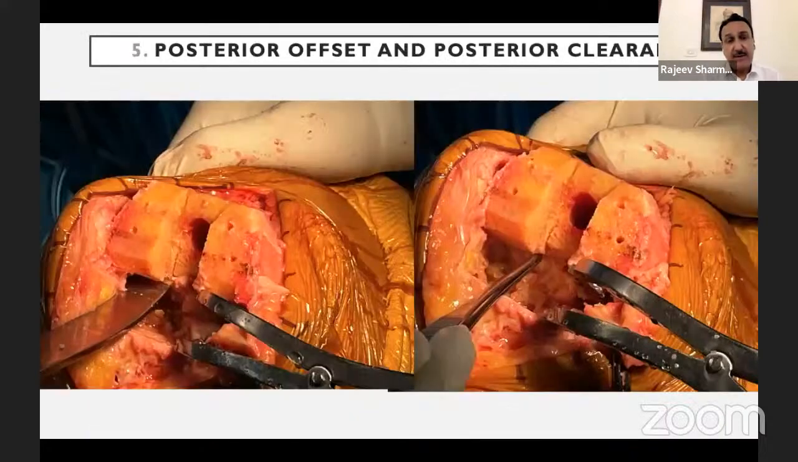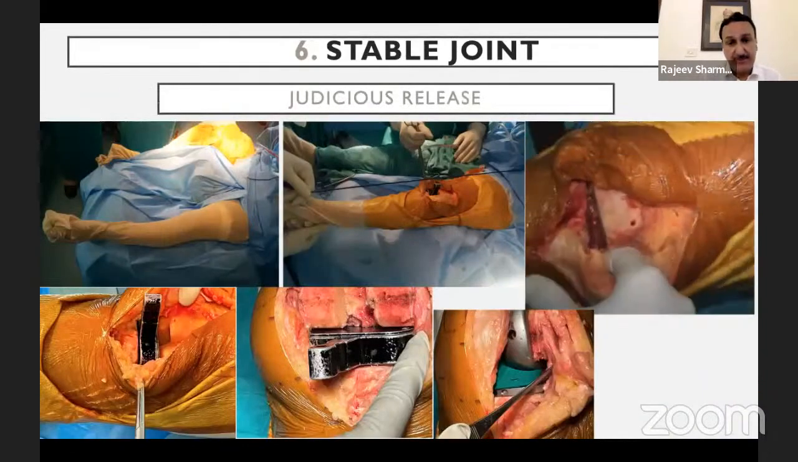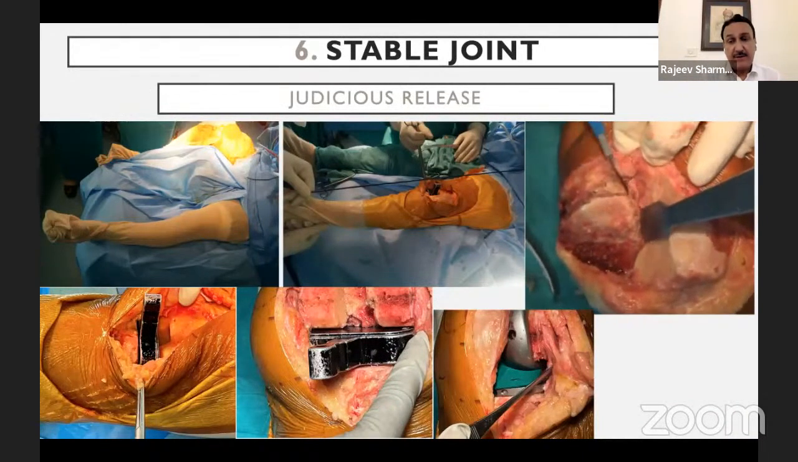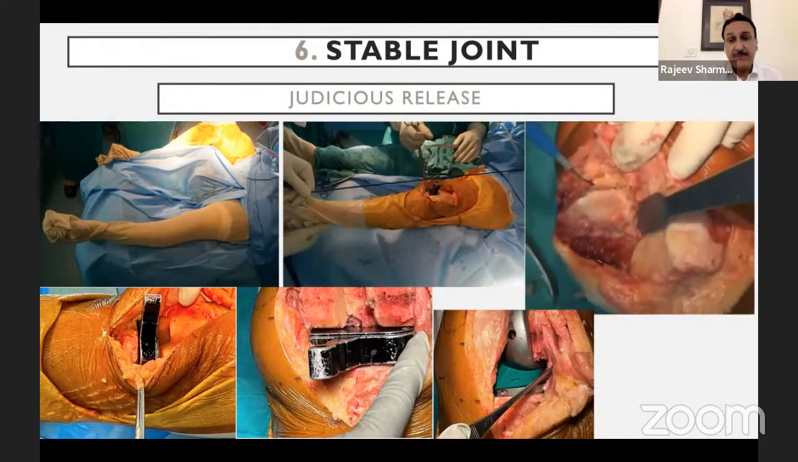It is very important that you clear the joint posteriorly. The subsequent speakers will talk a lot about how the release is done. The basics are that the clearance should be good. You use the laminar spreader, which is used for the spine, very successfully, and a curved osteotome so that proper posterior clearance is done. The joint should look like this when you are in flexion. If you see this, the joint does not have sufficient opening medially.